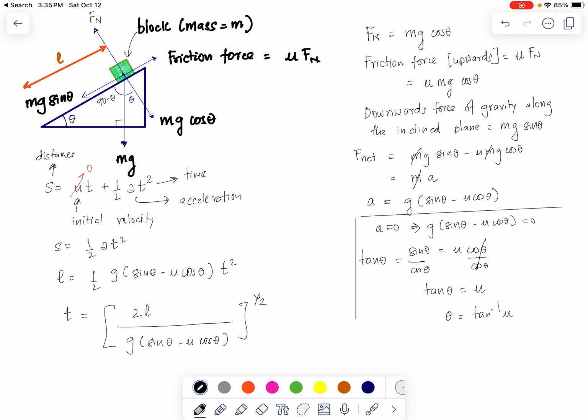I hope this short lesson has given you an idea of how the dynamics of a block sliding down the inclined plane works.